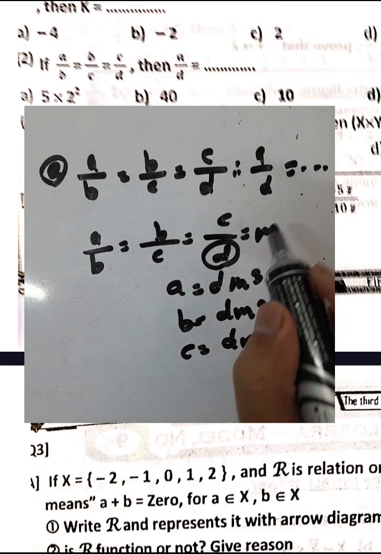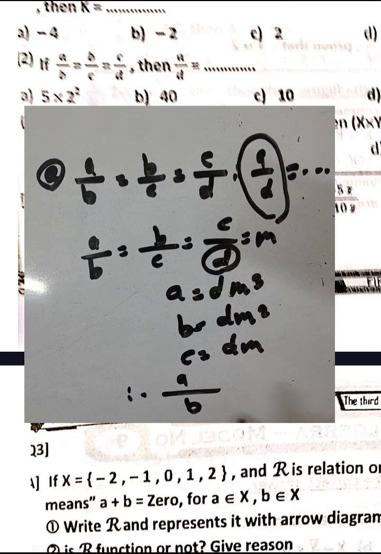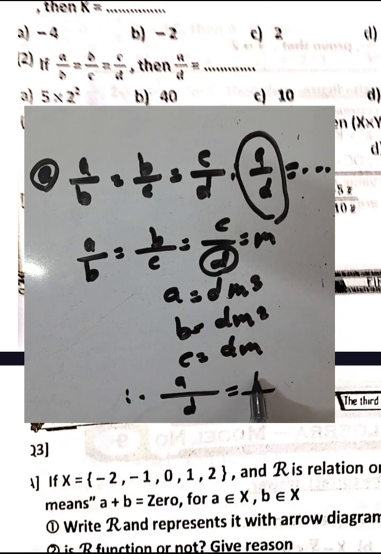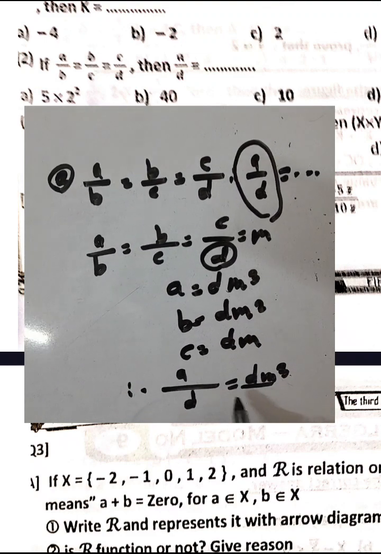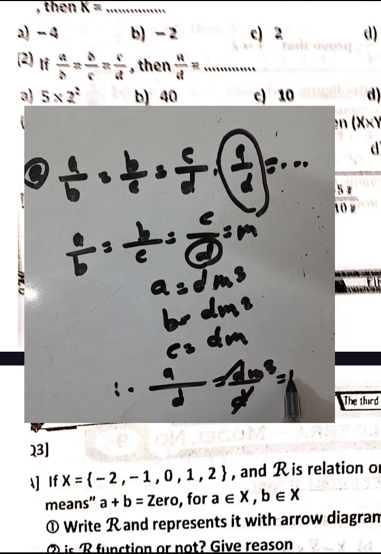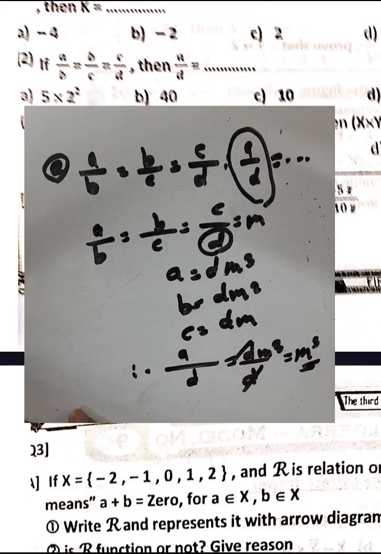You want to find the ratio between a and d, then you can divide: a over d. A here was dm power 3, and write d. You can cancel d by d, then the result will be m power 3. Okay, m power 3.